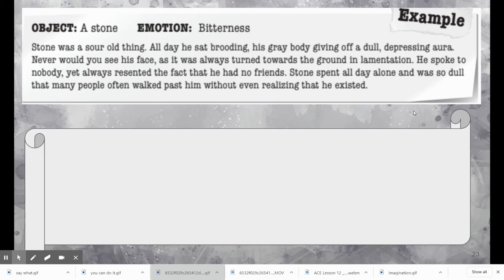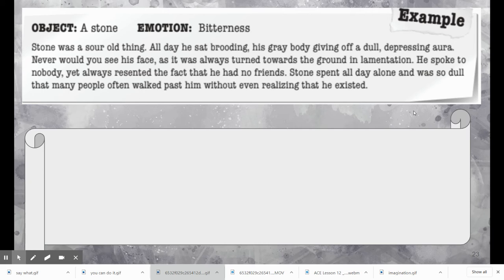Notice how I never once said the word bitter or bitterness, but it does come across in the words that I use and in the tone. So words like depressing, dull, lamentation, resented. These are all negatively connotated words that give off this emotion without ever having to say it.